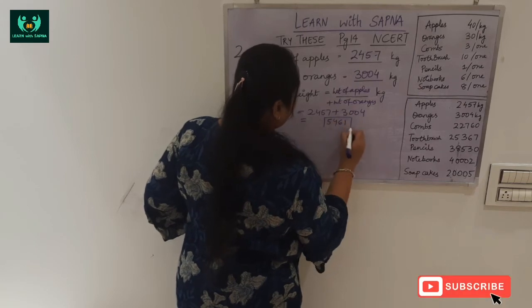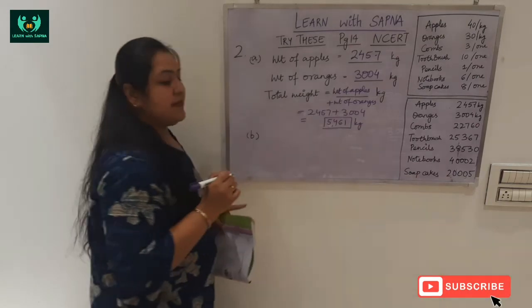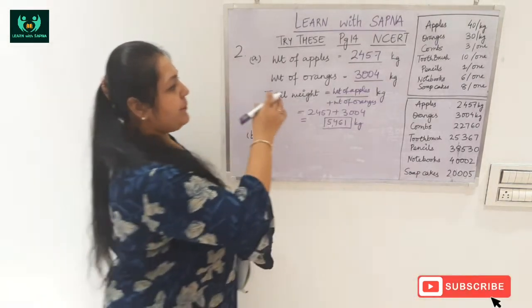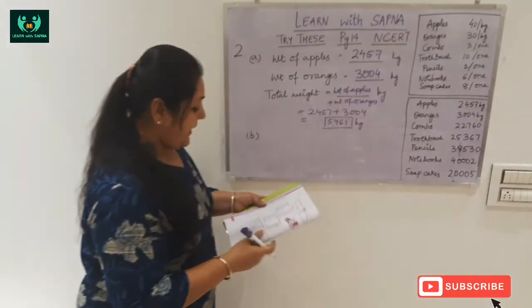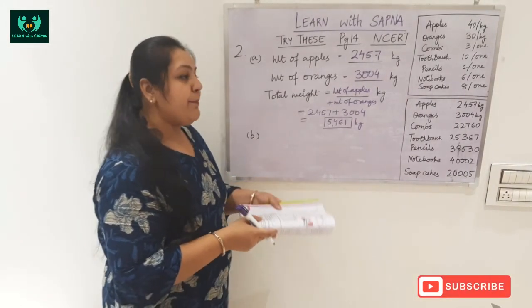645. So 5,461 kgs. That is the total weight of apples and oranges, right? Now the second part says, can you find the total money got by selling apples?